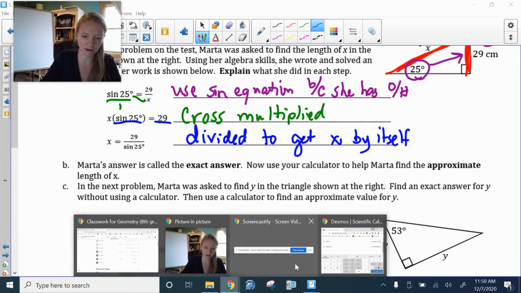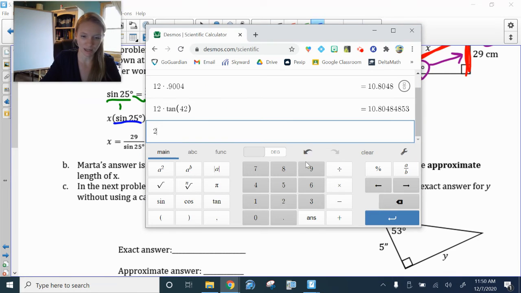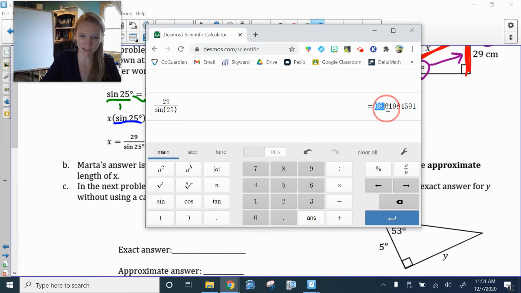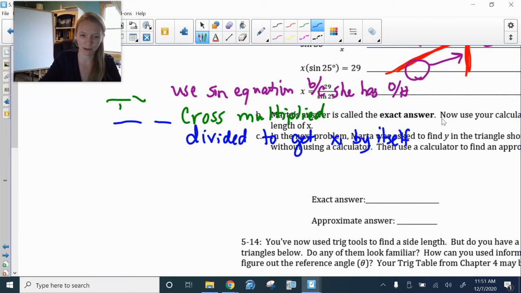So if we use our calculator, we could type that in. 29 divided by the sine of 25. And we get about 68.62 if we round that.